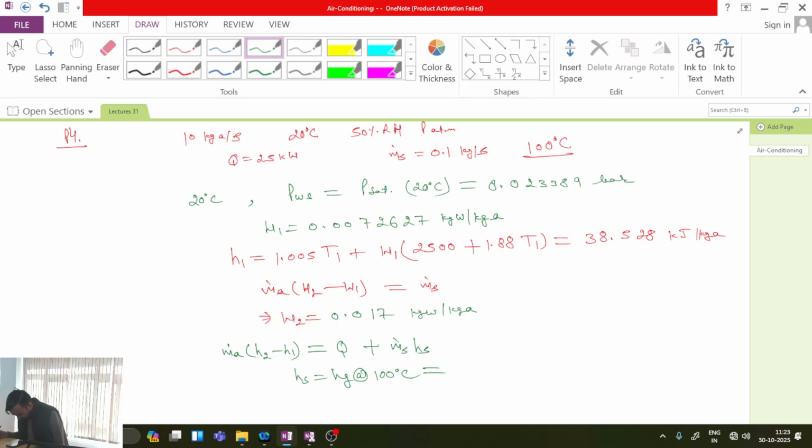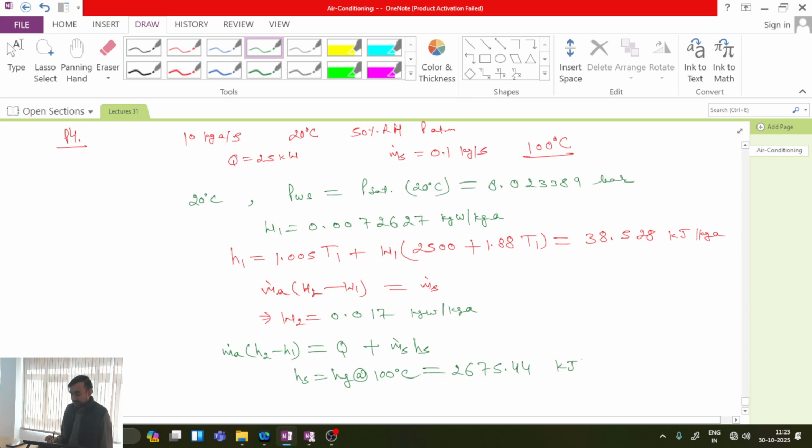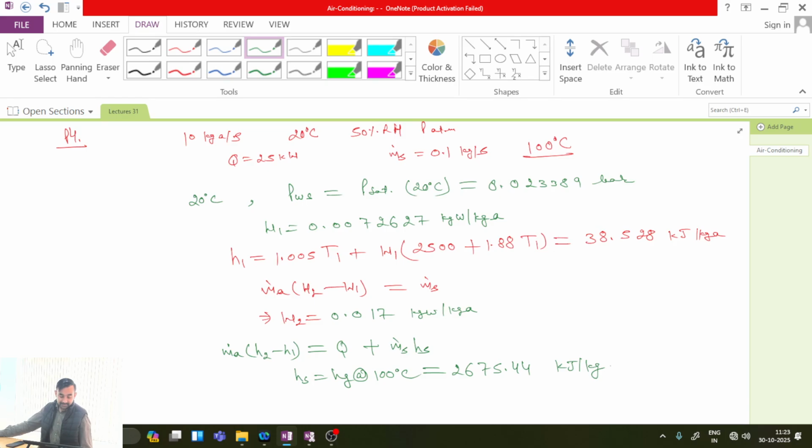What is the value? You must bring steam tables. 2675.44 kilojoule per kg. Okay, all of you must bring the steam table, and whenever I am writing different steps, you should write them down, otherwise you will not be able to recall.